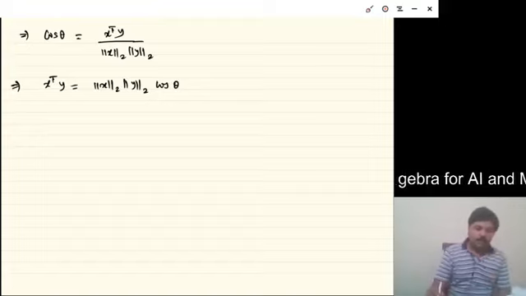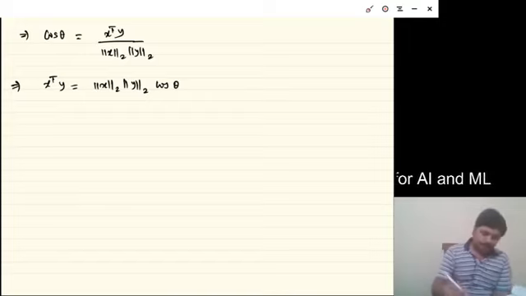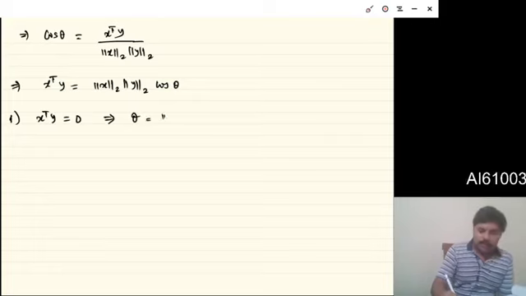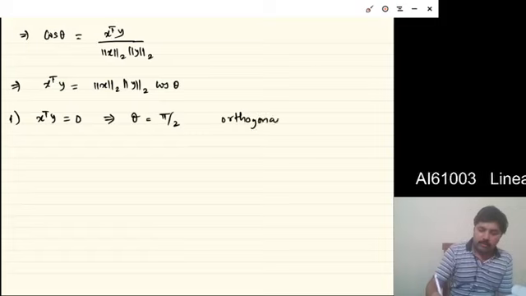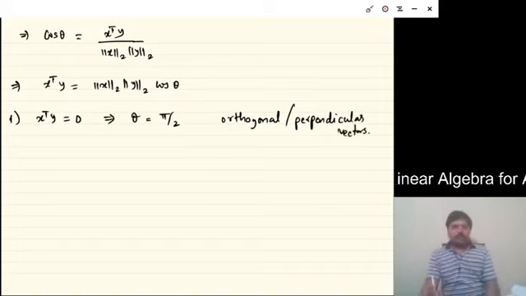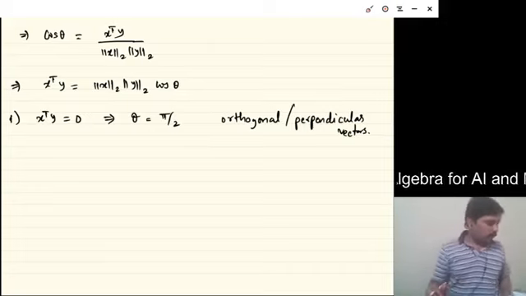And a few things that we need to observe are the following. Observation 1 is that if x transpose y is equal to 0, then theta is equal to pi by 2. We call these vectors orthogonal vectors, or perpendicular vectors. So this is something that you have to remember. You already know, most probably, no big deal.